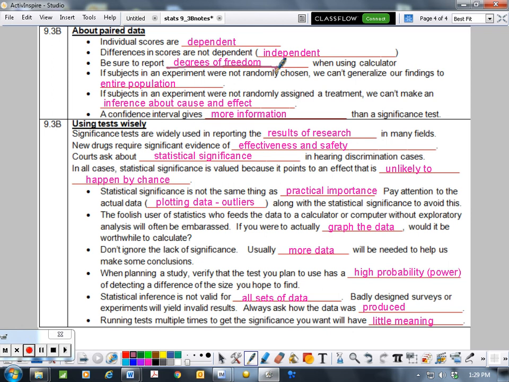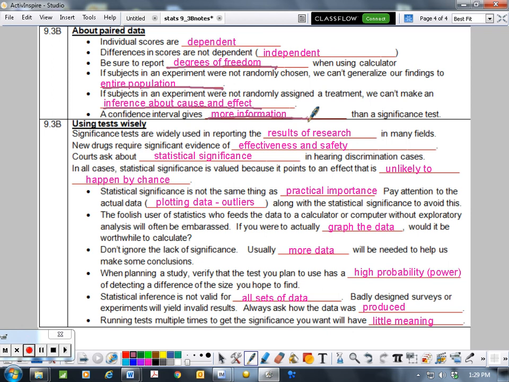If subjects in an experiment were not randomly chosen, we can't generalize to the entire population. And if subjects in an experiment were not randomly assigned, we can't make an inference about cause and effect. So just reminding you about why we do all of this. And always remember that a confidence interval will give more information than a significance test. So we could have taken the same data and done a confidence interval instead.